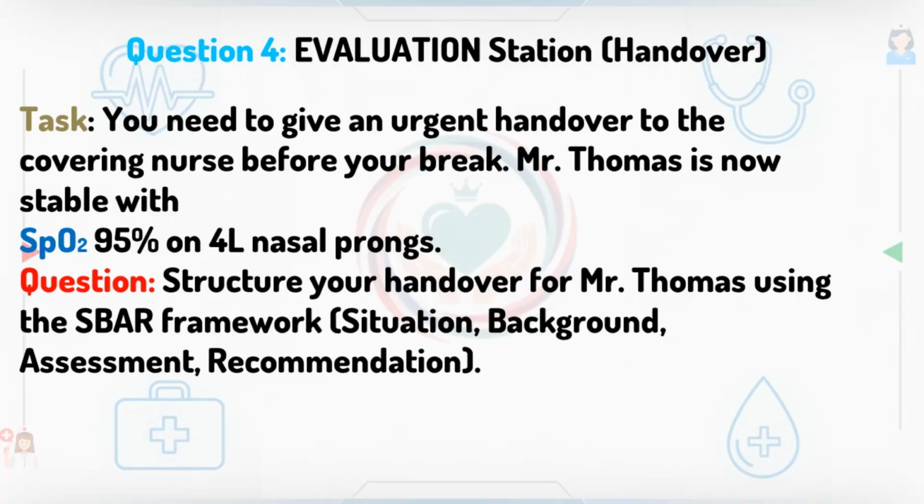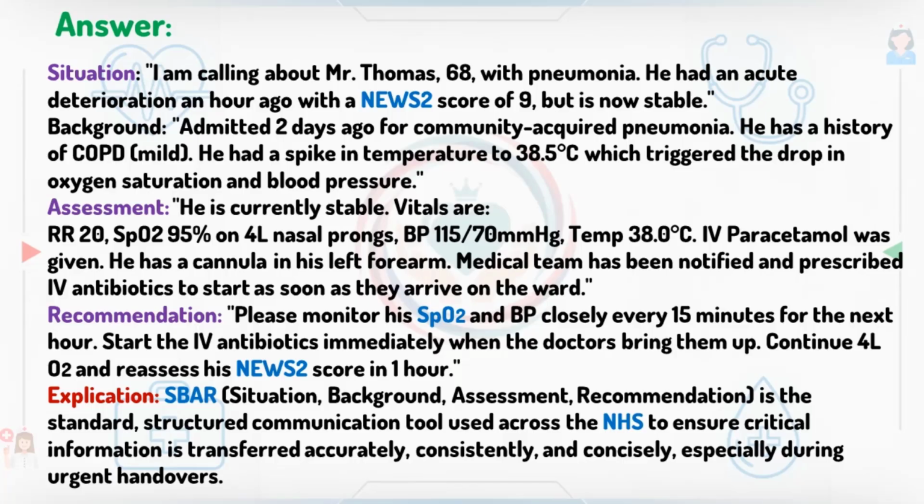Question: structure your handover for Mr. Thomas using the SBAR framework: situation, background, assessment, recommendation. Situation: I am calling about Mr. Thomas, 68, with pneumonia. He had an acute deterioration an hour ago with a NEWS 2 score of 9, but is now stable. Background: admitted 2 days ago for community-acquired pneumonia. He has a history of COPD, mild. He had a spike in temperature to 38.5 degrees Celsius, which triggered the drop in oxygen saturation and blood pressure.